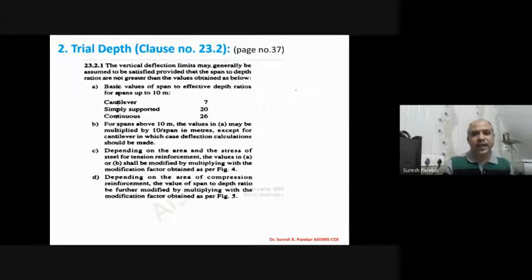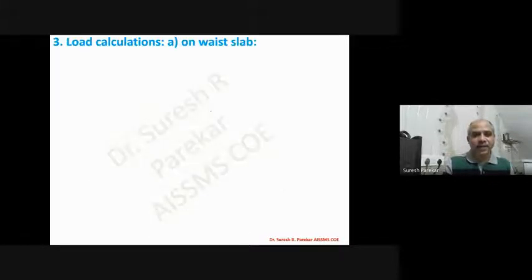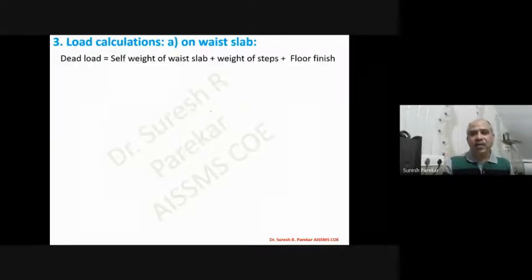Then we have second step, trial depth. So we know we have this clause, and in this, we are going to use only this clause, that is simply supported. We have stairs as simply supported, and therefore we have span upon effective depth is 20 into modification factor for simply supported. Load calculations on waist slab, we have self weight of waist slab plus weight of steps plus floor finish.